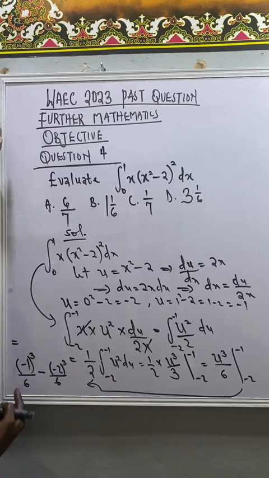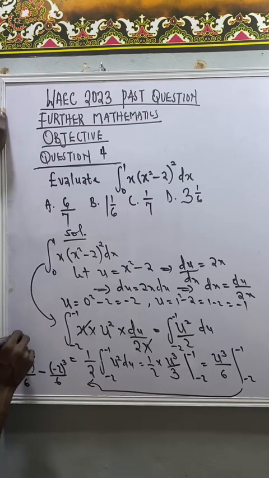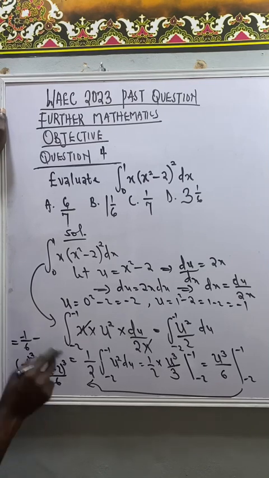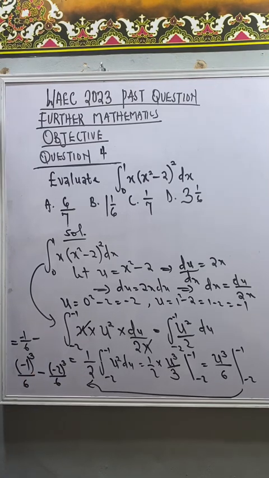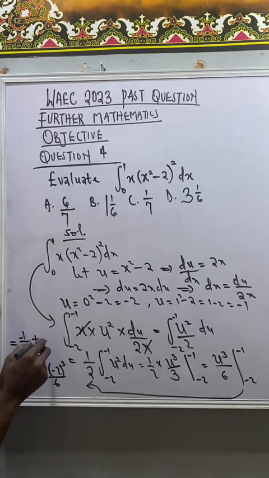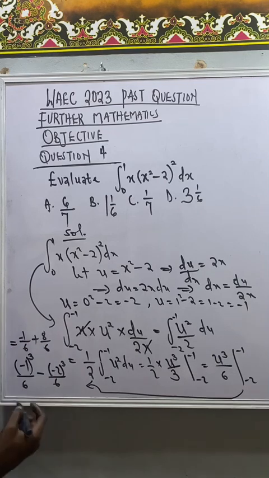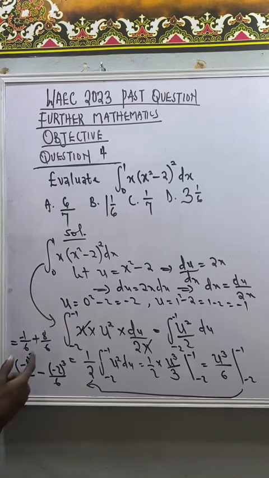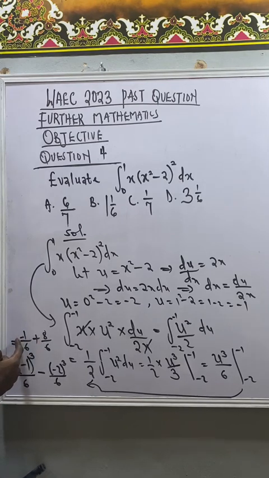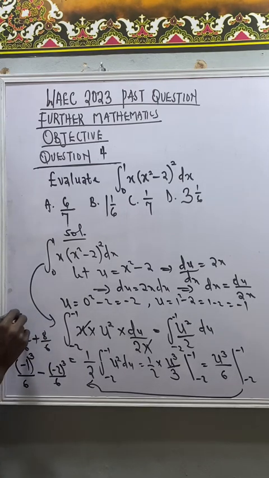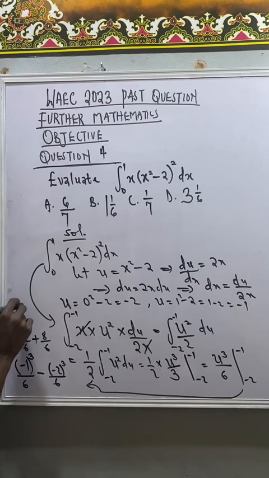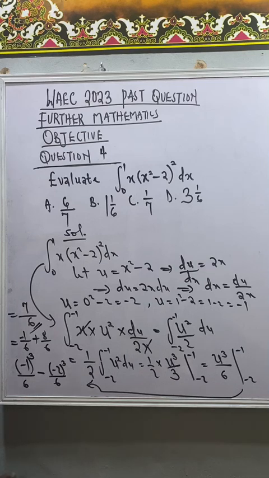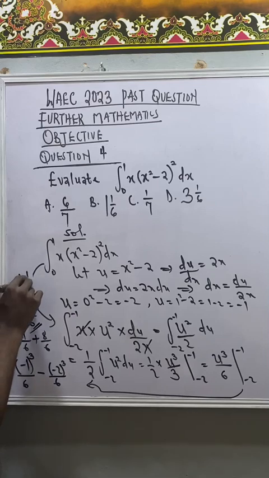So let's continue from the top. (−1)³ will give me −1 all over 6, minus (−2)³, that will give me −8, times the minus outside, I will have plus 8 all over 6. Now, since the denominators are the same, I can add directly. That's −1 plus 8, that will give me 7 all over 6. So 7 over 6 is my answer, which can be written as a mixed fraction as 1 whole number and 1 over 6.